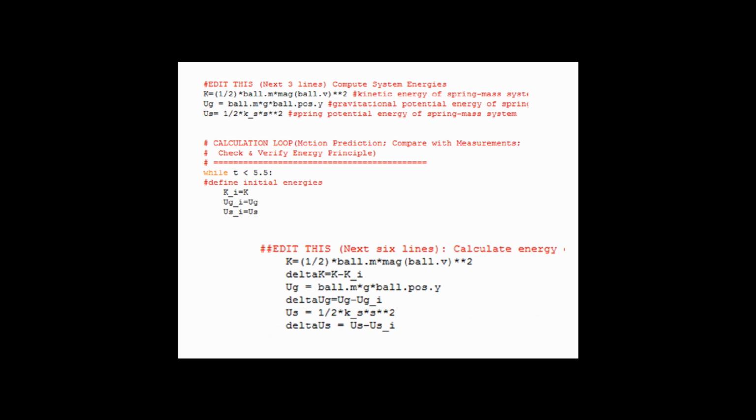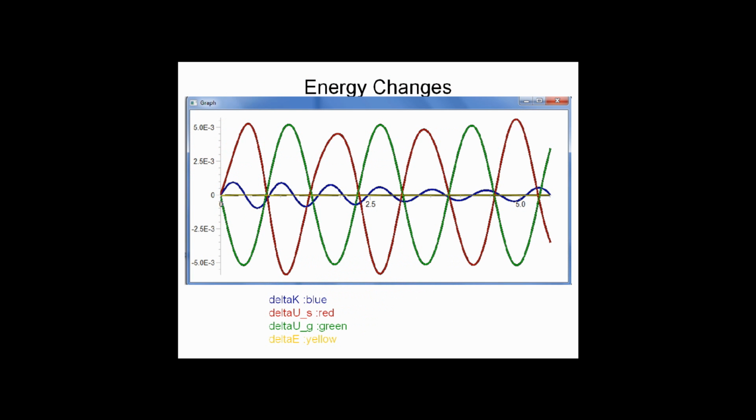In order to calculate energy changes, I needed to define the equations for the kinetic, gravitational potential, and spring potential energies. I inserted those equations here. In this while loop, K initial is equal to K, UG initial is equal to UG, and US initial is equal to US. To calculate the energy changes, I inserted the equations for delta K, delta U sub G, and delta U sub S here. Here are the graphs of the energy changes.